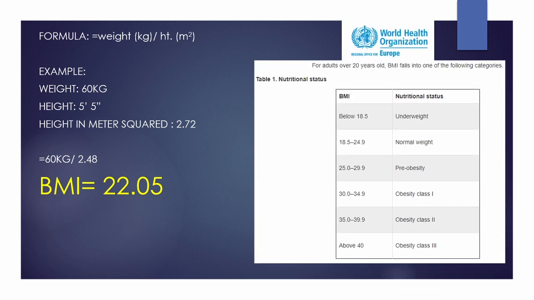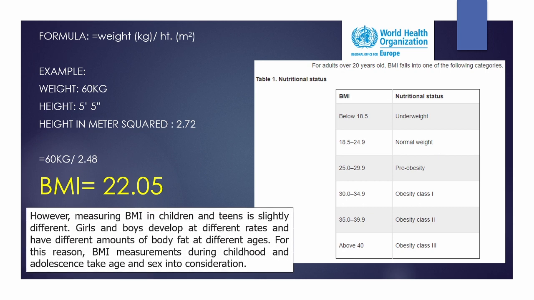So a BMI of 22.05 will fall under the normal category because the normal category of BMI for adults is from 18.5 to 24.9. However, measuring BMI in children and teens is slightly different. Girls and boys develop at different rates and have different amounts of body fat at different ages. For this reason, BMI measurements during childhood and adolescence take age and sex into consideration.